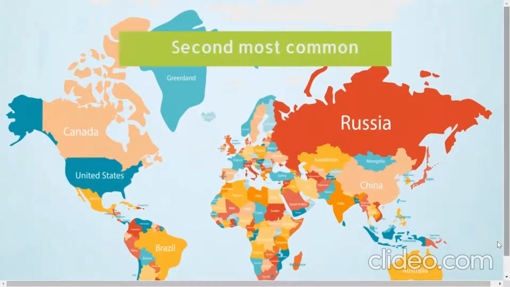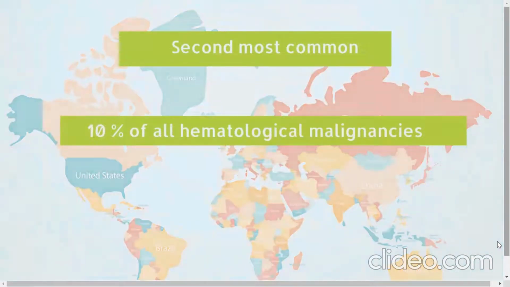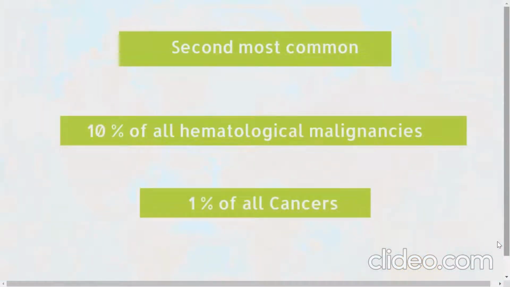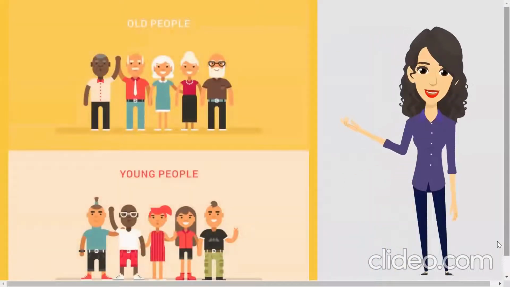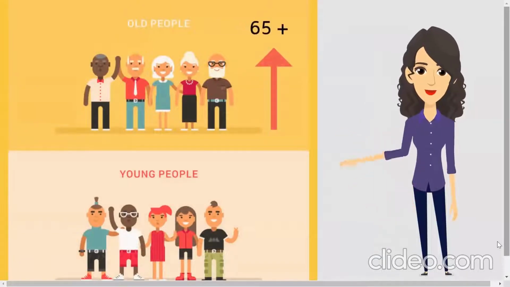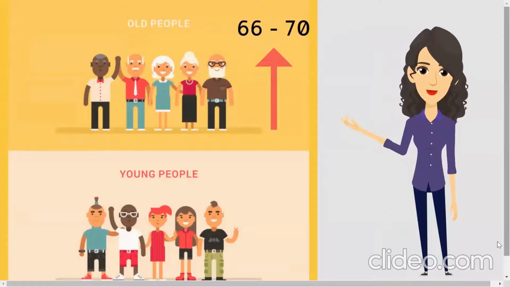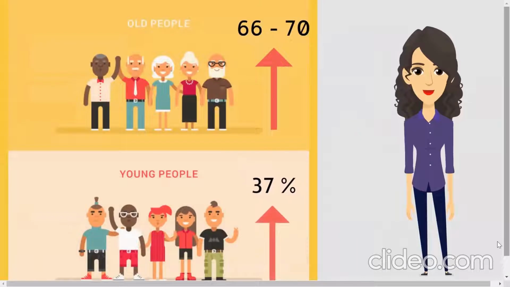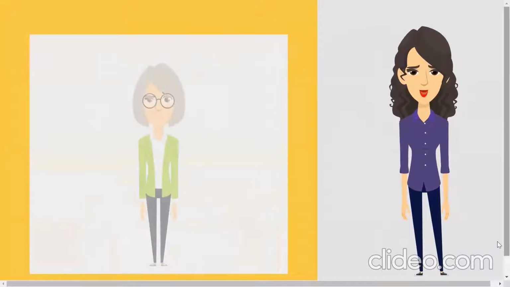Multiple myeloma is the second most common blood cancer worldwide, representing 10% of all hematological malignancies and 1% of all cancers. The risk of developing multiple myeloma increases as people get older. Most cases occur in people who are at least 65 years old. The average age of people diagnosed with multiple myeloma is between 66 and 70 years old. About 37% of people with multiple myeloma are younger than 65 at the time of diagnosis.